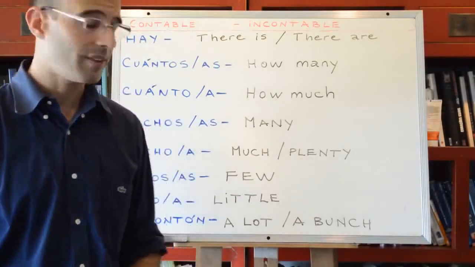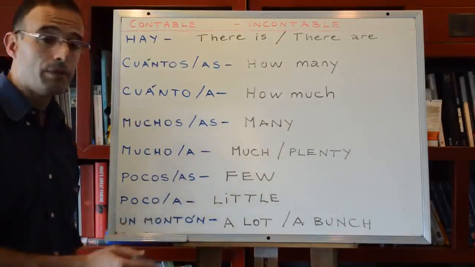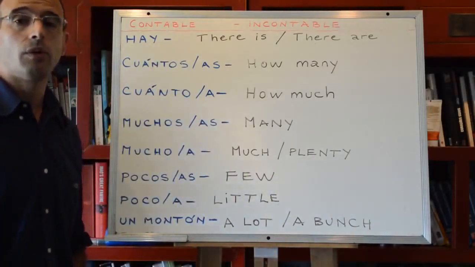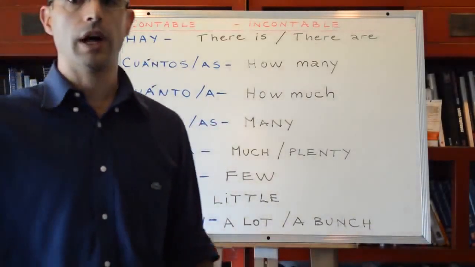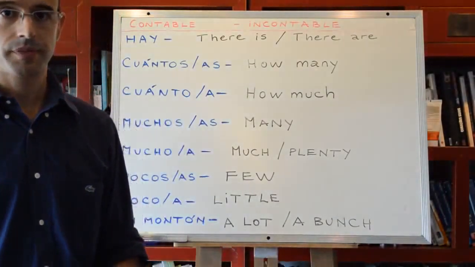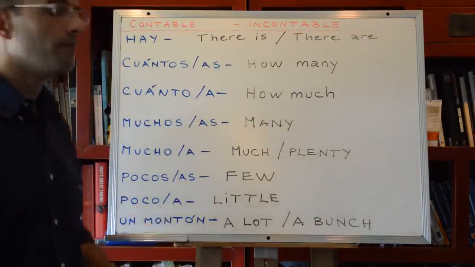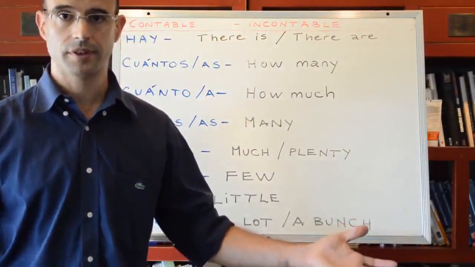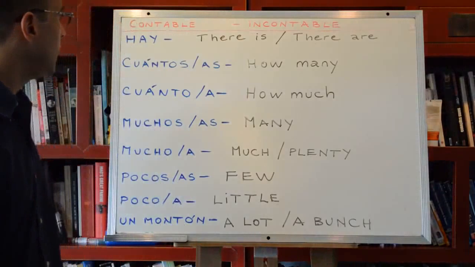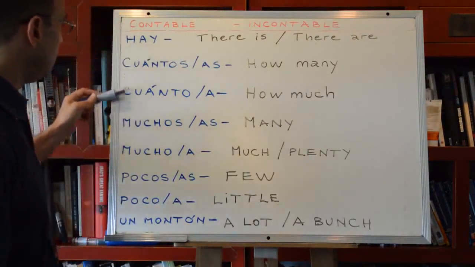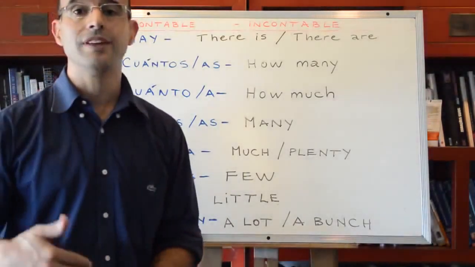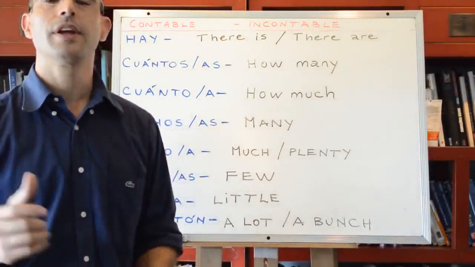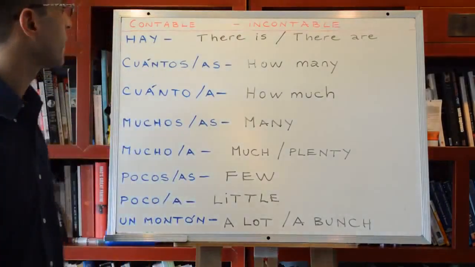For example, I can say un montón de libros for a lot or a pile of books, right? Or I can say un montón de agua, a lot of water, right? So montón refers to a lot of something, whatever it is. Alright? So let me read all these once again, but in Spanish, and explaining it in Spanish so you can start training your hearing.